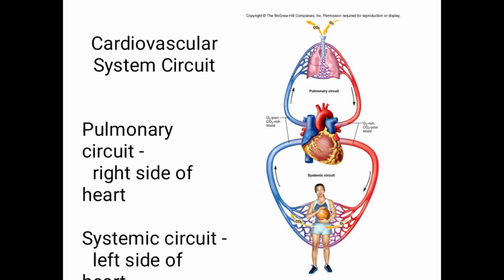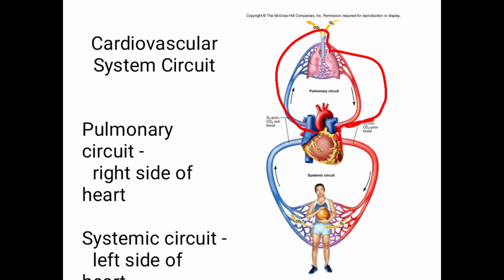In the pulmonary circuit, the deoxygenated blood from the right atrium is going to the lungs. From the lungs, the oxygenated, oxygen-rich blood enters the left atrium. That is called systemic circulation.